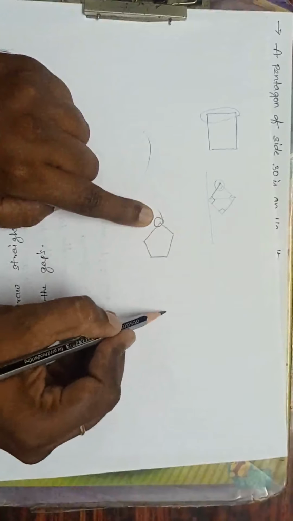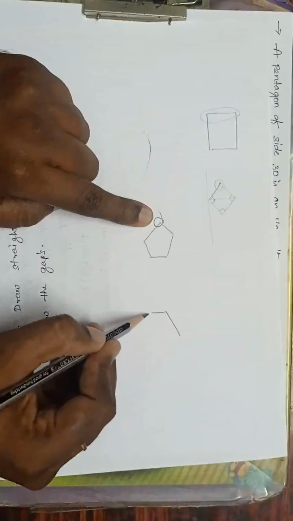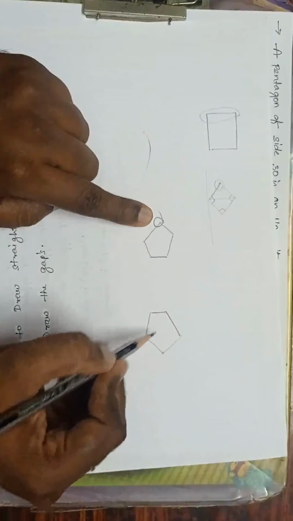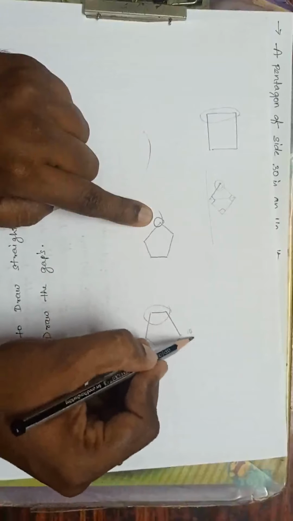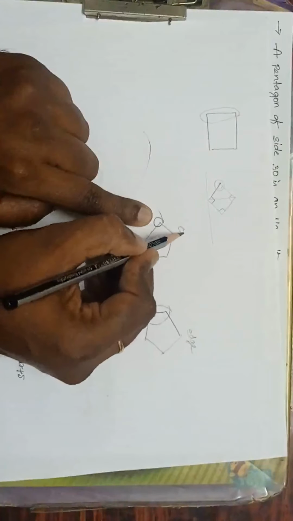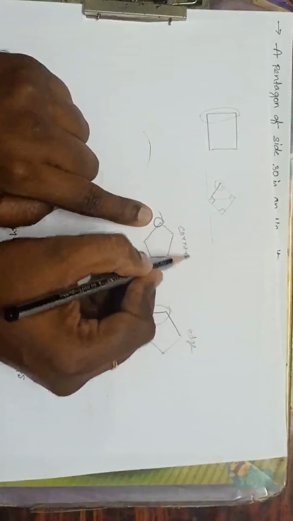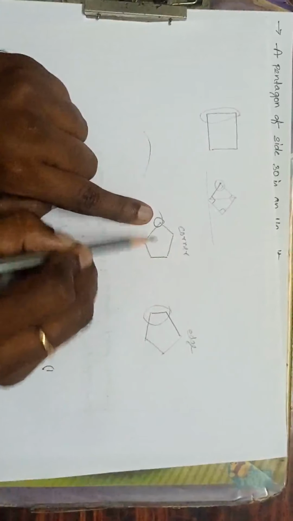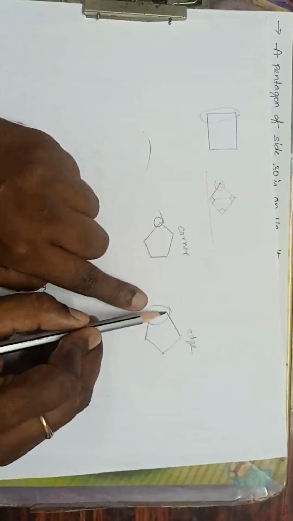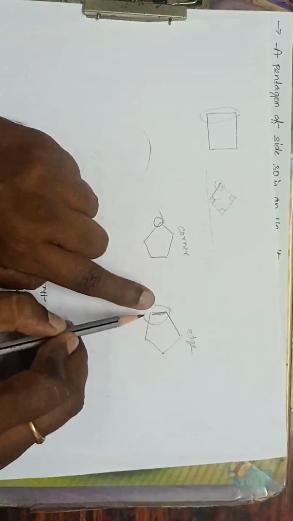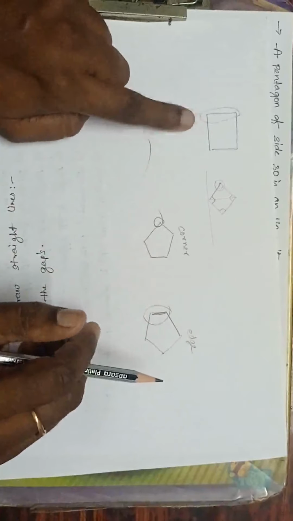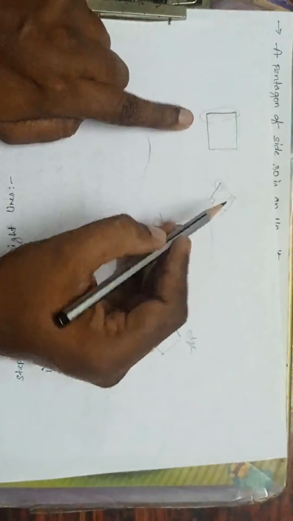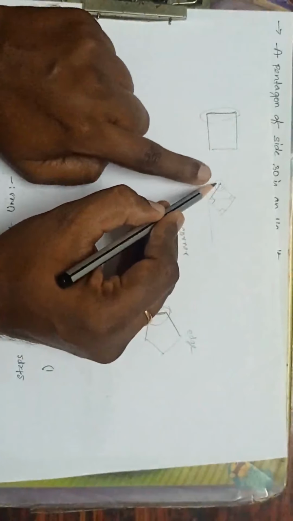Okay, if he is asking the edge, I have to draw the pentagon like this. Very, very important. This is the edge. Okay, this is edge and this is corner. Corner means what? I have to get the point on my left side. If you are asking about edge, this side should be on my left side. Same as square. If he is asking the edge, I will get the side. If he is asking the corner, I will get the point.